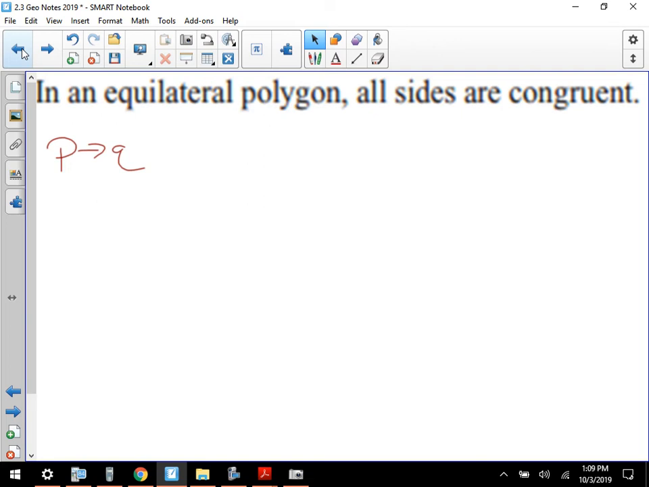Take a minute, come up with the P to Q, come up with the Q to P. If they are both true, then give me an if. Okay? If they're both true, give me an if.